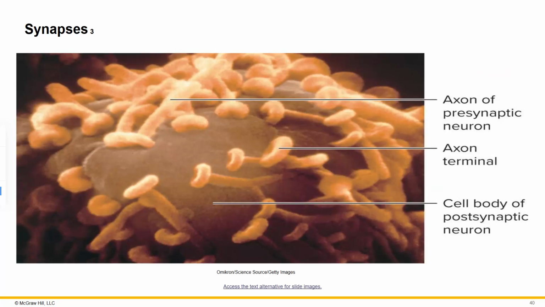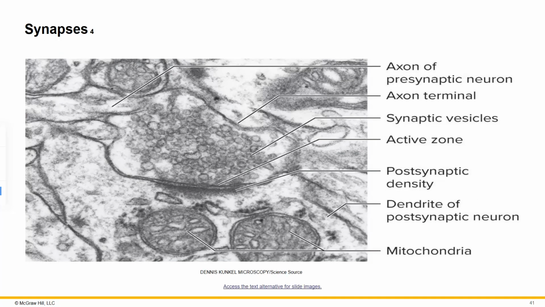Here you can see the axon of the presynaptic neuron, the axon terminal, and the cell body of the postsynaptic neuron. And here's another diagram that shows you the different parts. Sometimes students like looking at these diagrams. I'm never going to pull up a diagram and make you label the different parts that you're seeing on these.